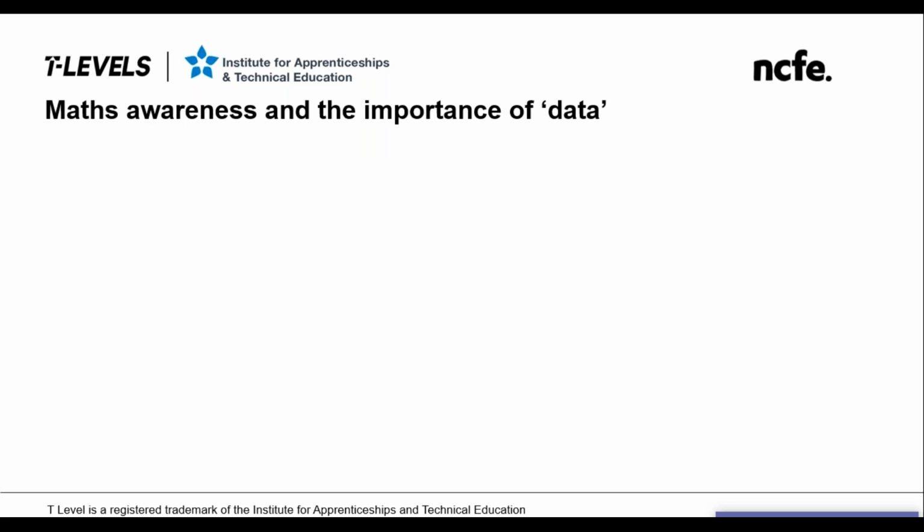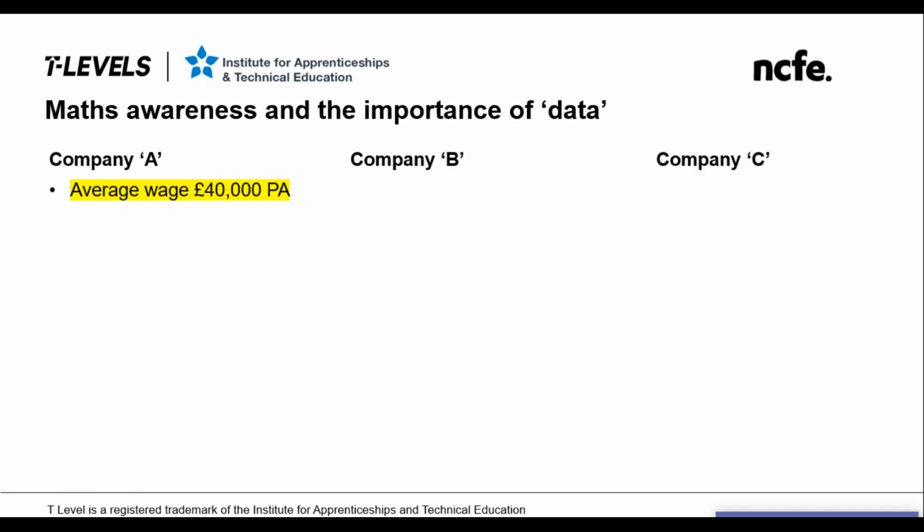Imagine you've been offered an entry-level role by 3 different companies. Company A's average wage is 40,000 per annum, with B's being 82,000 per annum and C's being 55,000. Which company would you choose? Please pop your answer into the chat box. Would you choose company A, B or C based on the data I've given you so far?